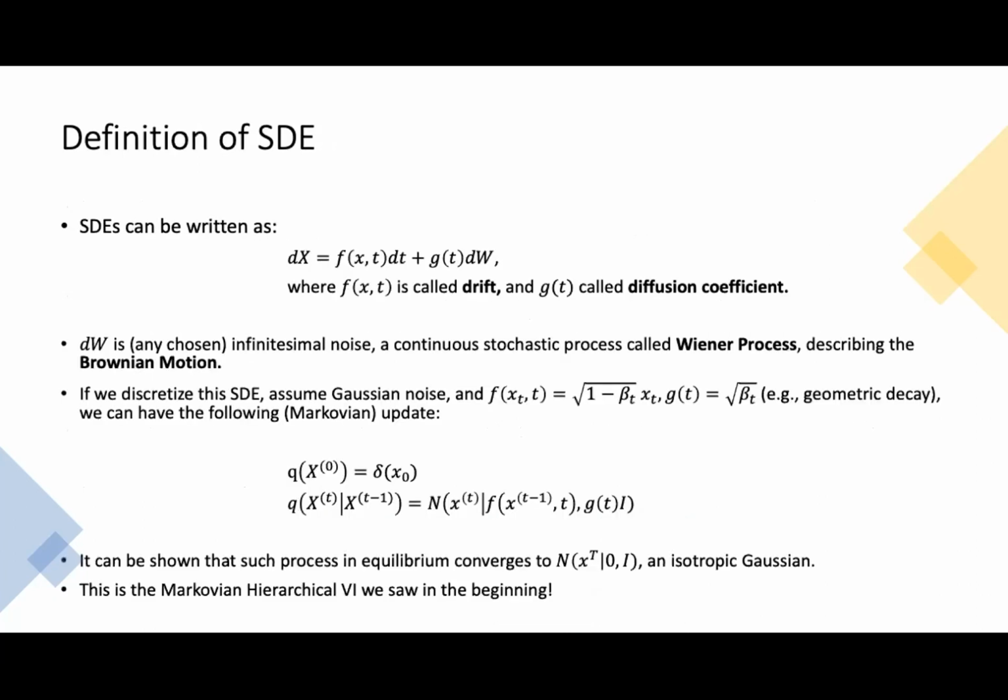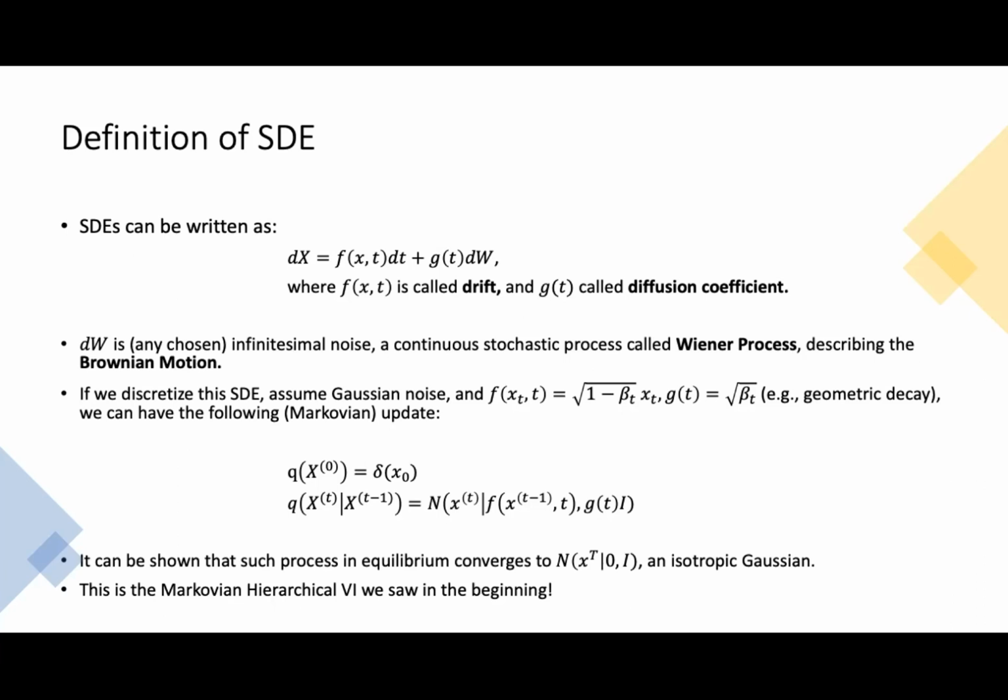Here is the definition of the SDE. It's basically the same as what was written before, I just give the terminologies. The f(x,t) is called the drift and g(t) is called the diffusion coefficient. The dW is infinitesimal noise called the Wiener process, which describes a Brownian motion. The mathematics for this is very advanced, and it's not really easy to formulate clearly without some background, so for now we can simply have a conceptual understanding of it.